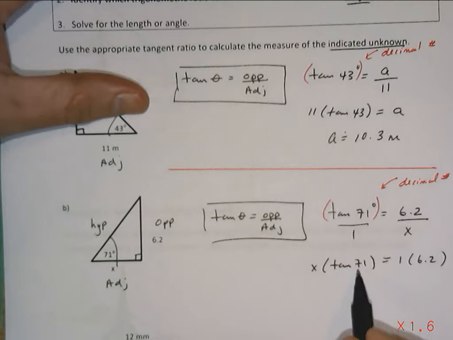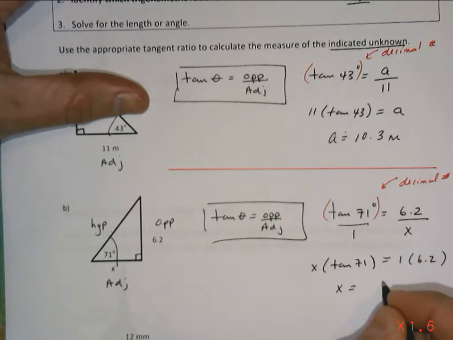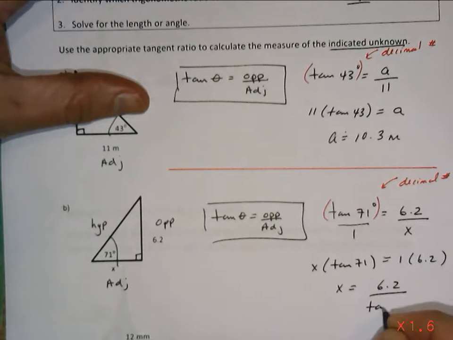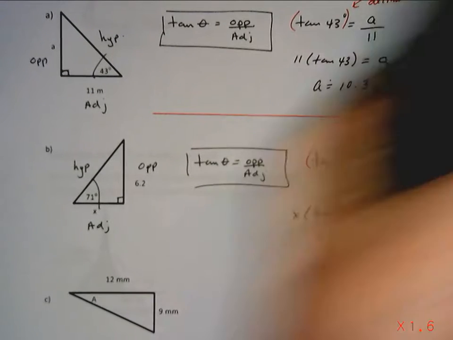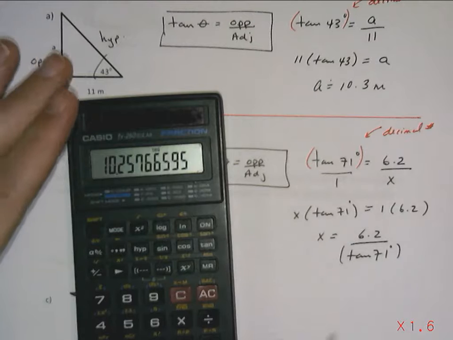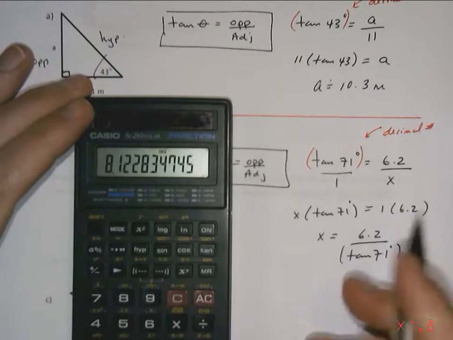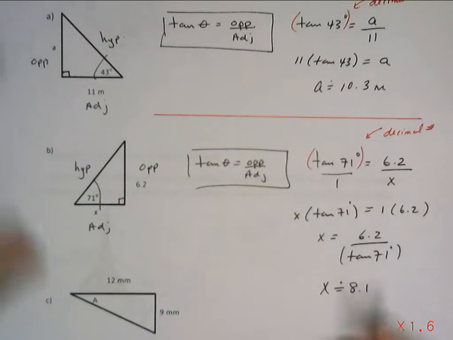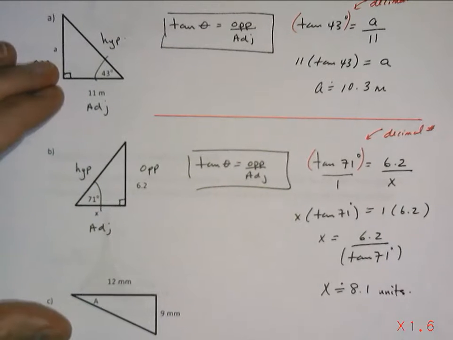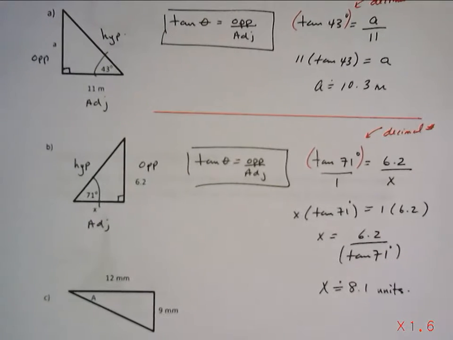Notice that the tan of 71 is on top, so we're going to divide both sides by tan of 71. That's going to leave us with tan of 71 on the bottom. Now, there's all sorts of different mathematical procedures that you can use that are all equally good to get that, but you need to be able to do it. So the answer is going to be 6.2 divided by tan 71 equals, approximately 8.1. And I have no units here, so if you really want to be on top of your game, you're just going to call it 8.1 units, which means whatever these units are, that's what this is in as well.